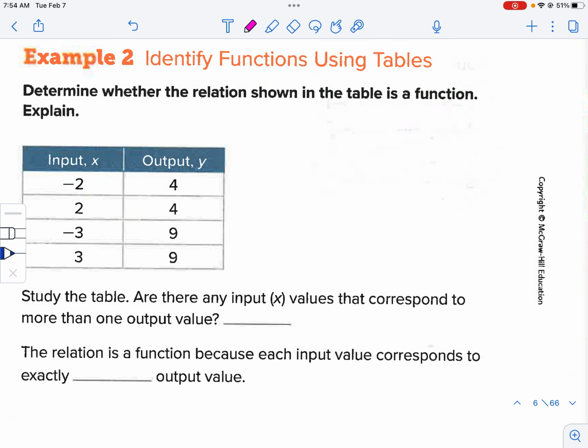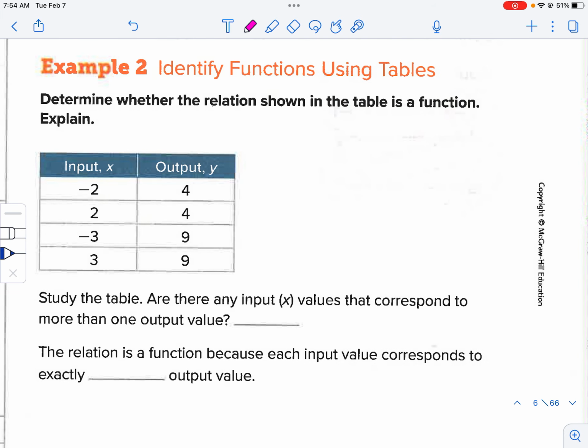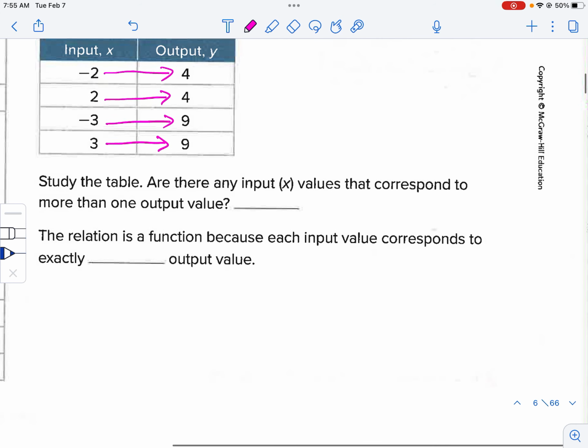Determine whether the relation is a function or not. Does -2 repeat itself? No. It goes to one thing. Goes to one thing. Goes to one thing. Yes, the output repeats itself, but we don't care about that part. We care about the input. Does the input repeat itself? Study the table. Are there any input values that correspond to more than one output? No, there's not. The relation is a function because each input value corresponds to exactly one output.